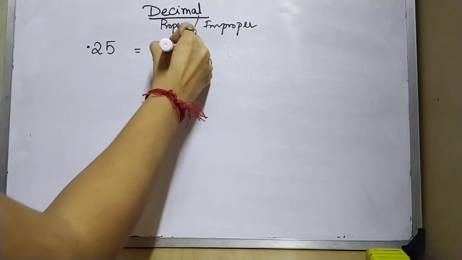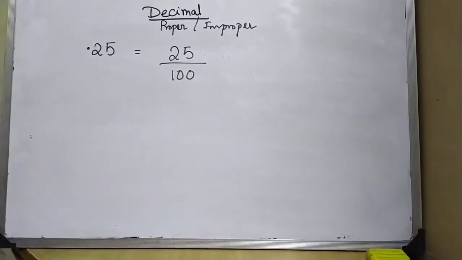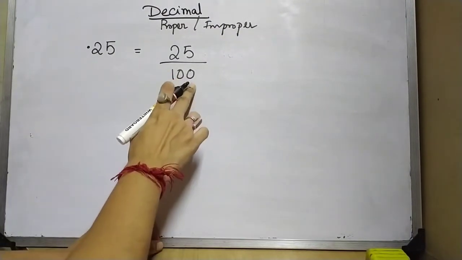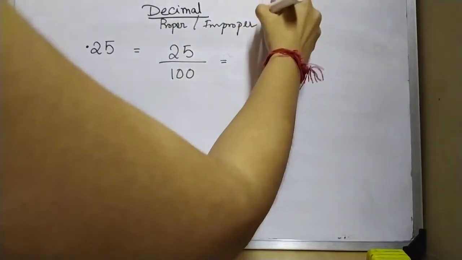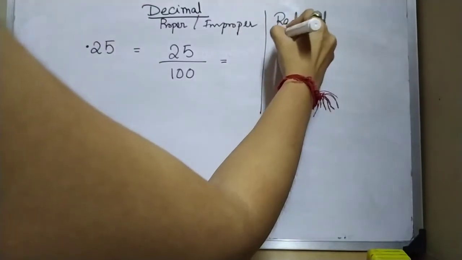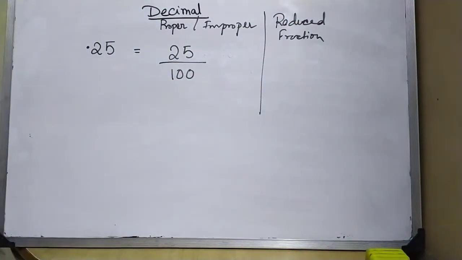We get that this will be 25 by 100, right? Because the decimal is 2 places before the number. So this is a proper fraction because the denominator is greater than the numerator, and here we can change this fraction to a reduced fraction. Reduced fraction means we can cancel the numerator and the denominator.